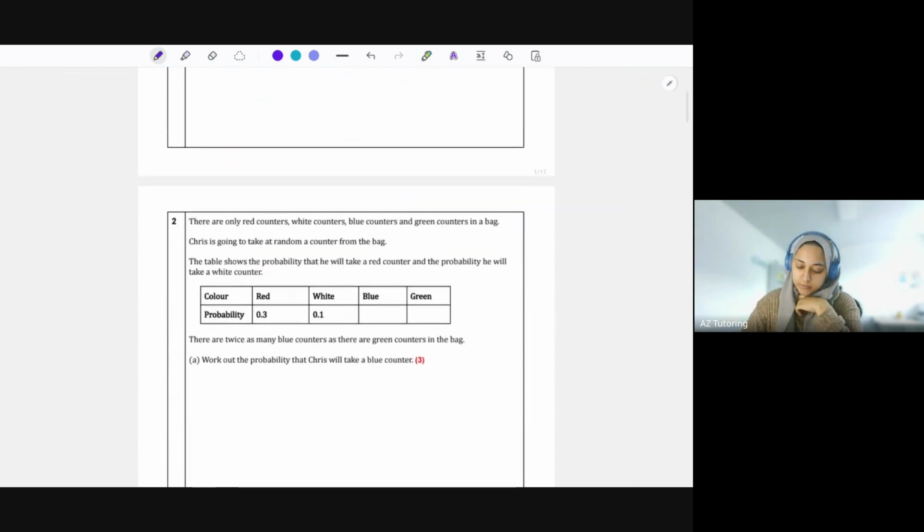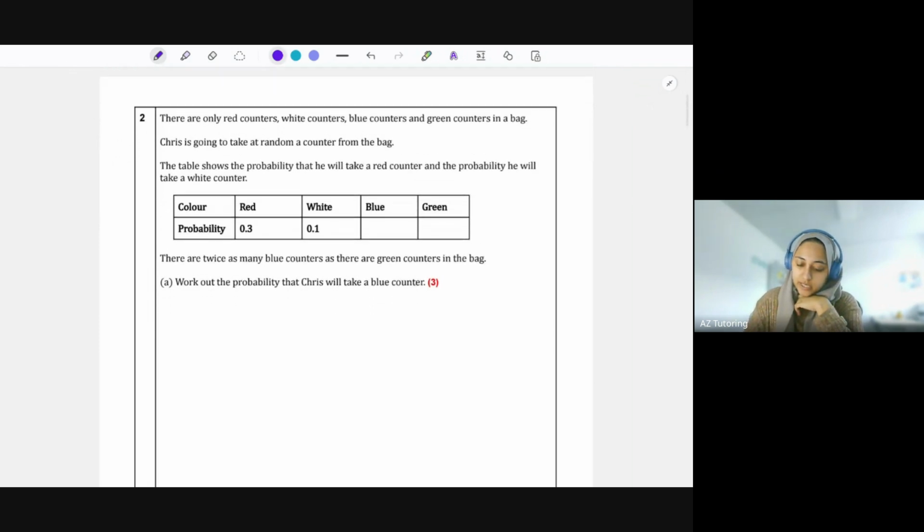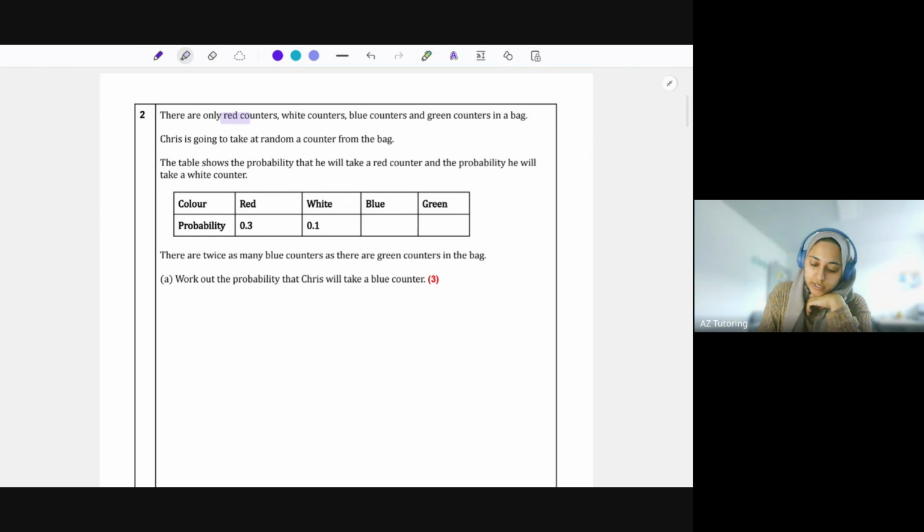Okay, question 2. We've got a probability question. There are only red counters, white counters, blue counters and green counters in a bag, as shown in the table here. Chris is going to take at random a counter from the bag. The table shows the probability that he'll take a red counter and a white counter, so that's already filled in.